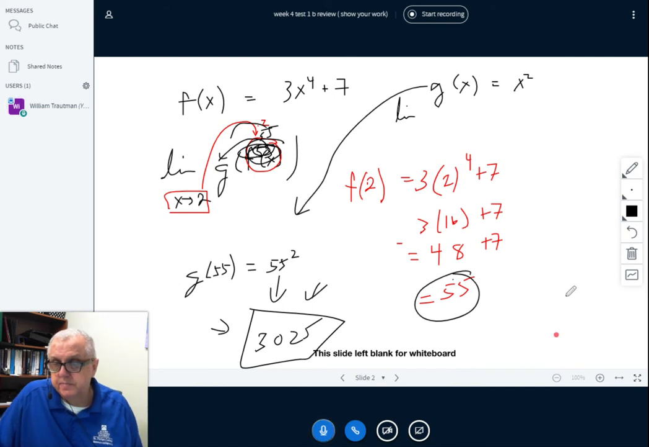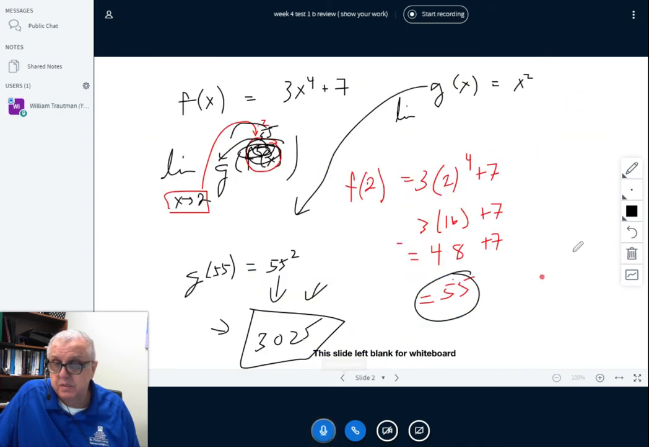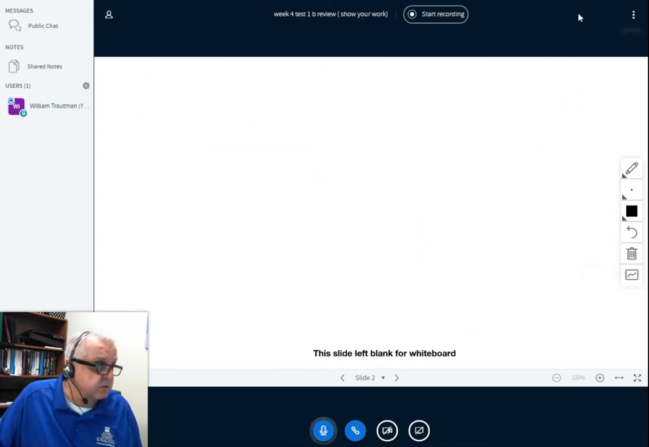All righty. There's a lot of algebra stuff. I mean, other than the limit part, it's just algebra. It's a composite. It's just algebra stuff. Luckily, on the next test, we'll do some calculus.